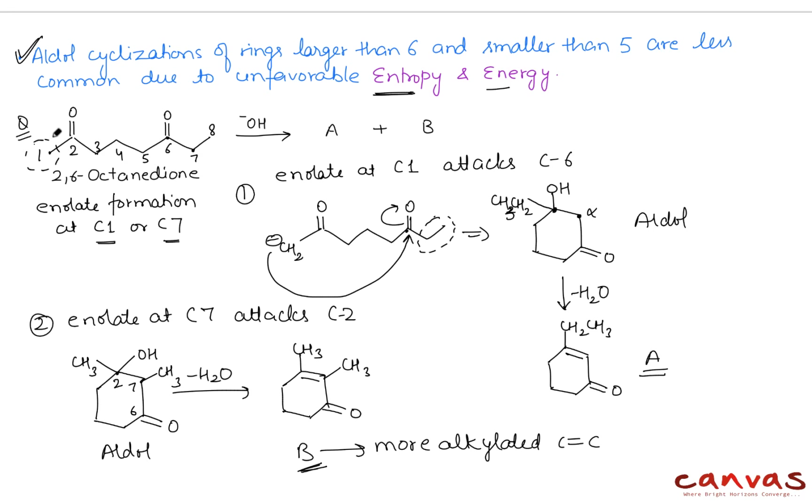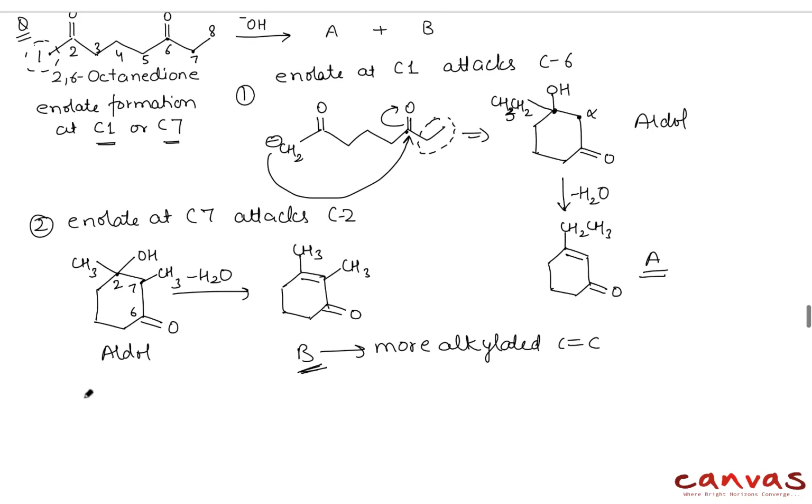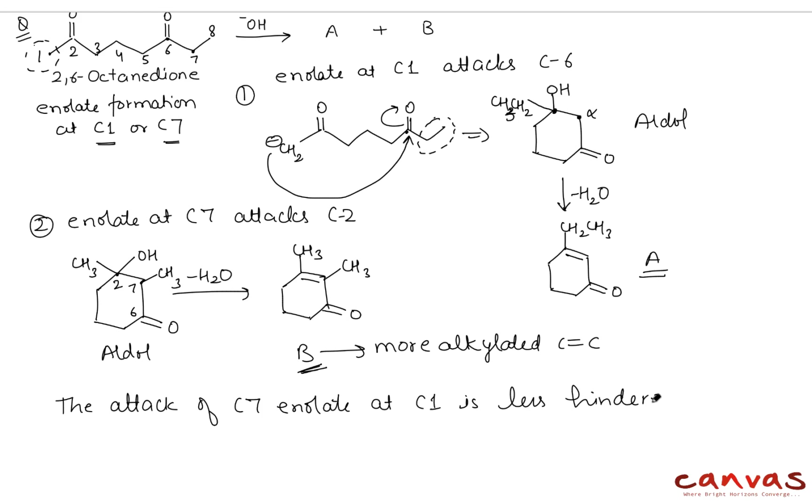So definitely we can say that the attack of C7 enolate at C1 is less hindered. Okay, so these are the two factors. So you have to consider the hindrance while carrying out the nucleophilic attack, and you also have to consider the final stability of the alkene if you are going for dehydration. So finally B is the major product here. Okay, so this was a good question.